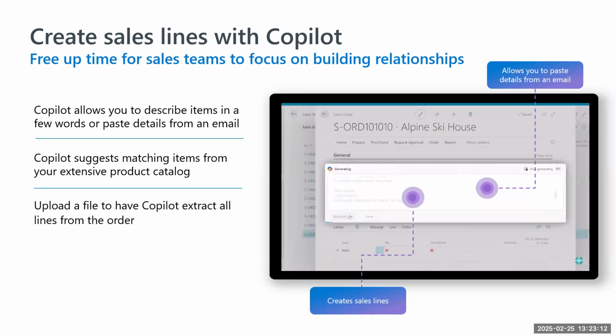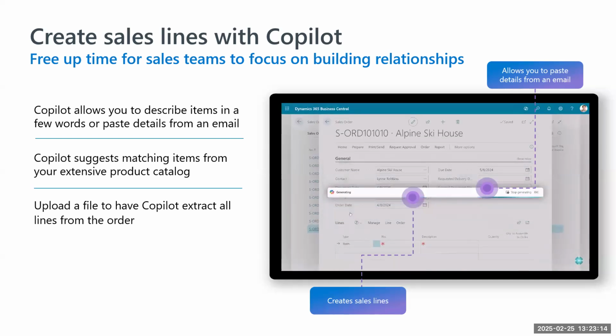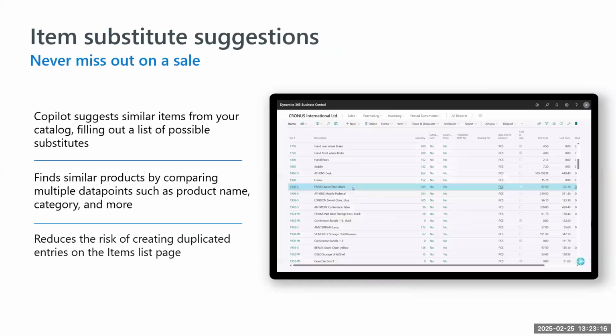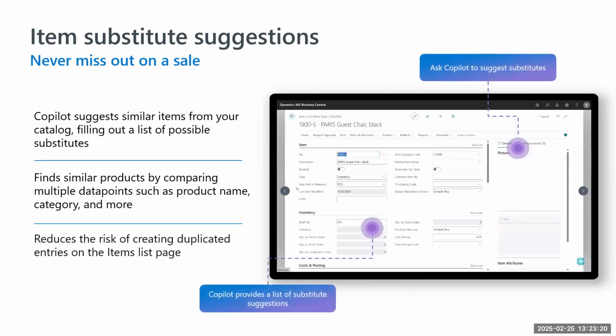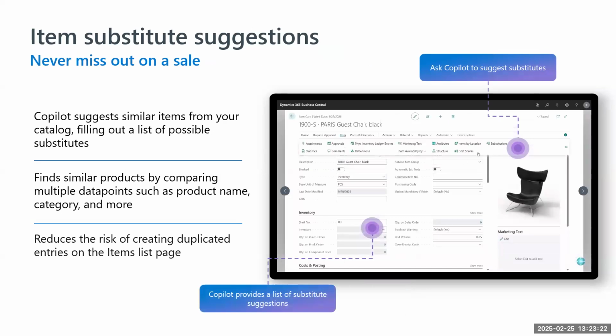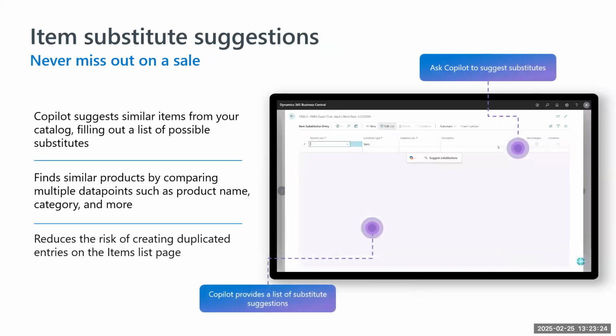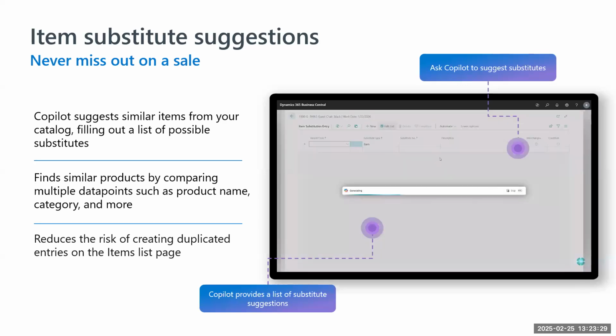So now you have the sales order lines created. What if you're running out of some inventory? You don't have that item anymore, but you still want to fulfill your customer's need, right? We also have a feature for that particular situation. We have the item substitute suggestion Copilot feature.